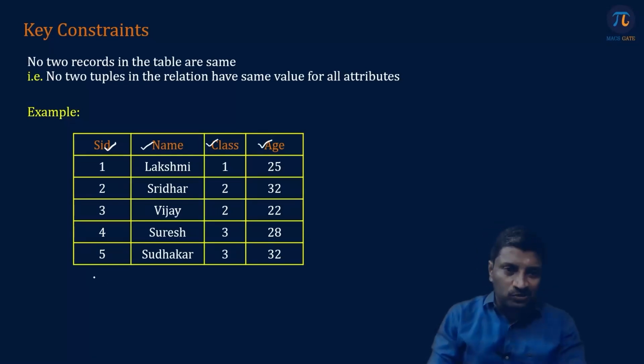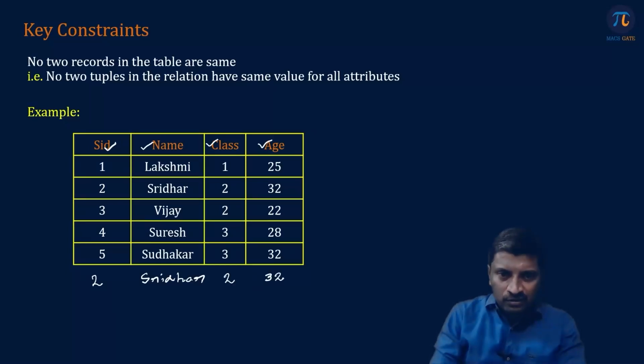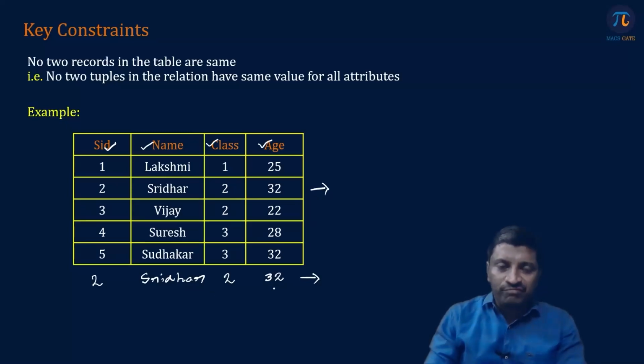For example, suppose we are trying to insert a new record with attribute values 2, Sridhar, 2 and 32. Now the second record and the record which we are trying to add, both are same. So if we insert this record to the relation instance, it will violate key constraints. So according to key constraints, the insertion of this record is not allowed because it is having same values for all the attributes as in second record. Is it clear, sir?